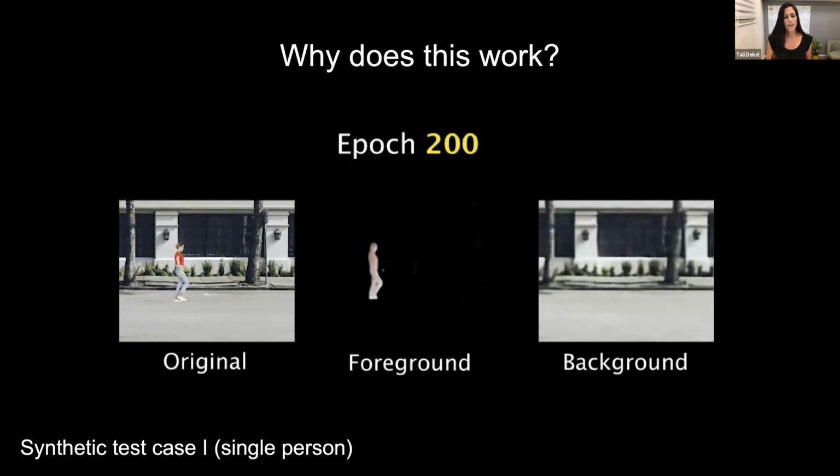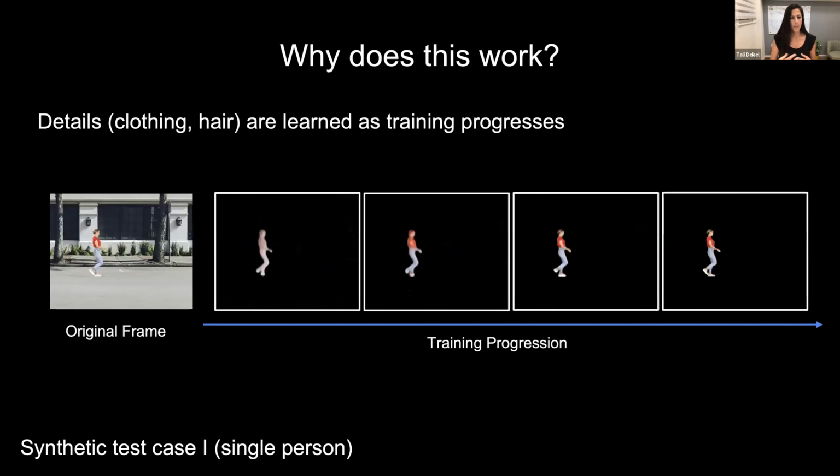And now you can see that as the training progresses, the model learns to add details that were not represented by our input. It gradually refines the rough segmentation mask that we used to bootstrap, and adds details to the network.